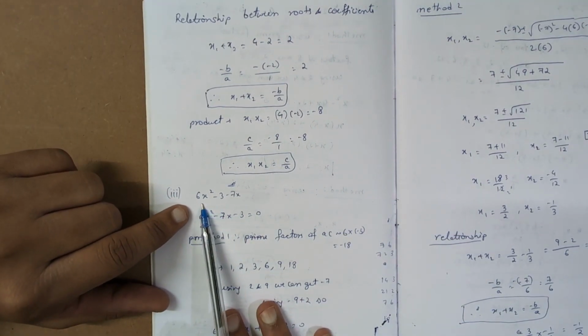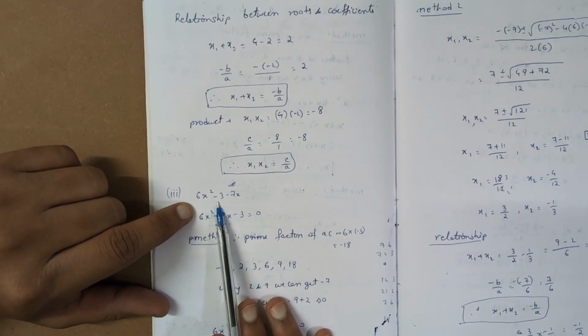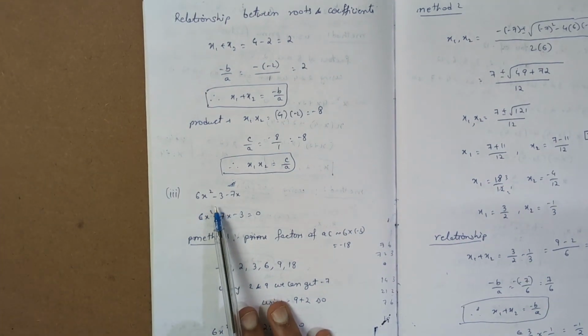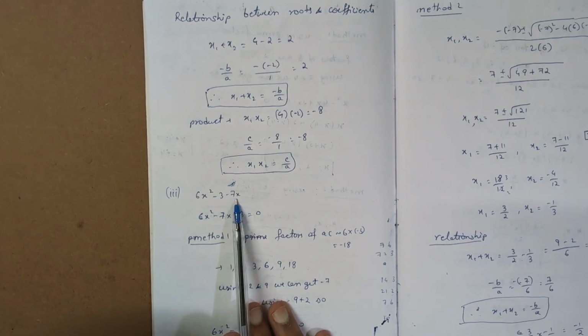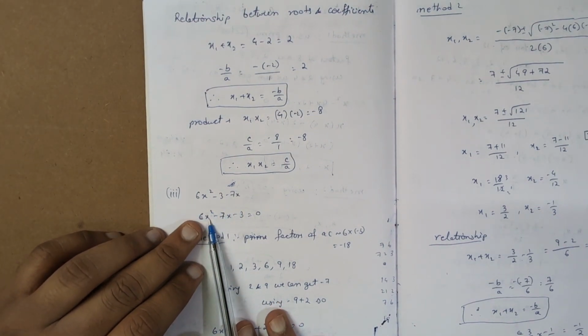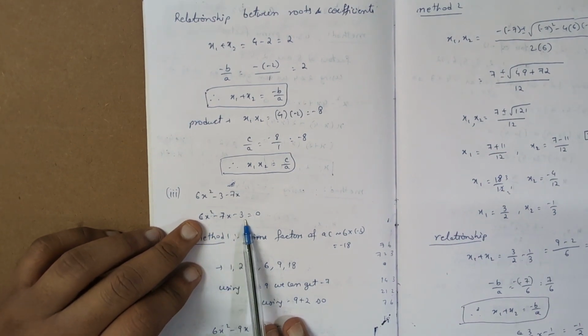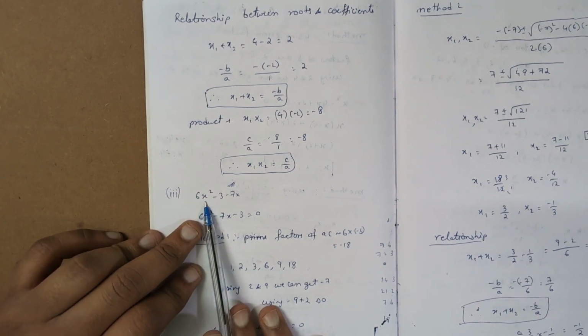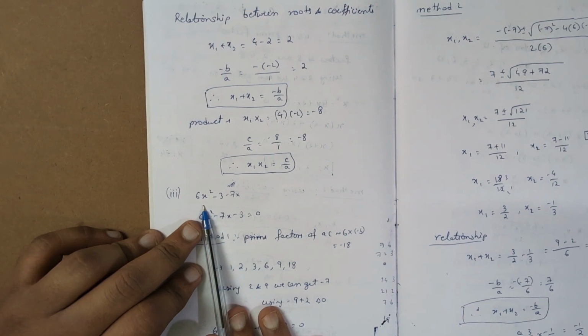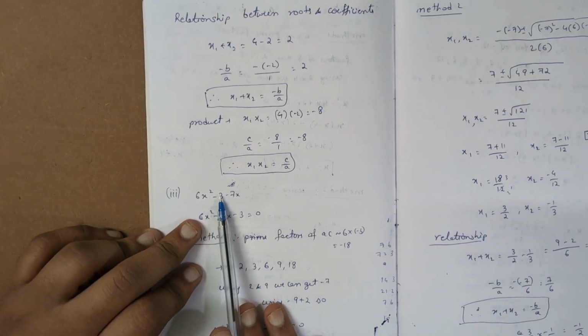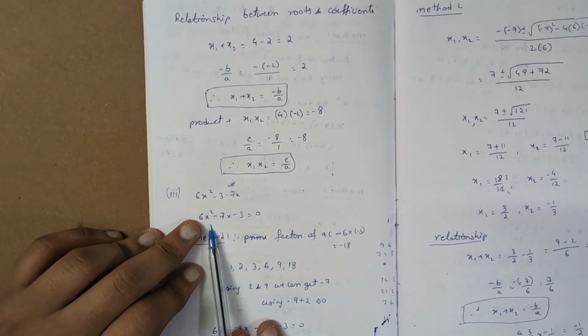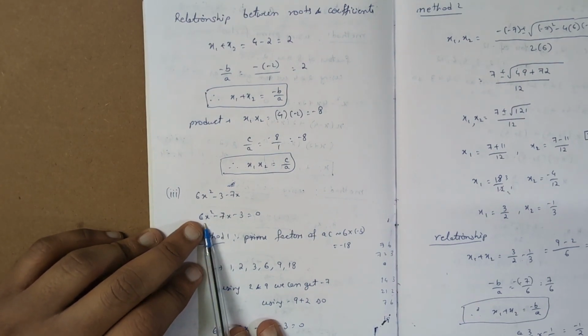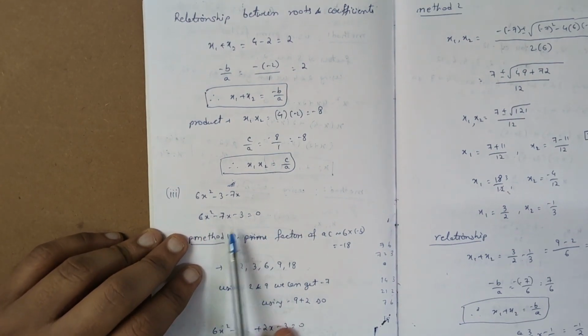Next, this is for another question, that is 6x square minus 3 minus 7x. Make sure that whatever the equation they provide, you arrange it in the required manner, that is starting with the highest power, then the second highest power, and then no power. Here, to confuse, they have mentioned it in reverse way, that is 6x square minus 3 minus 7x. Let's rearrange to our order, that is 6x square minus 7x minus 3 equal to 0.